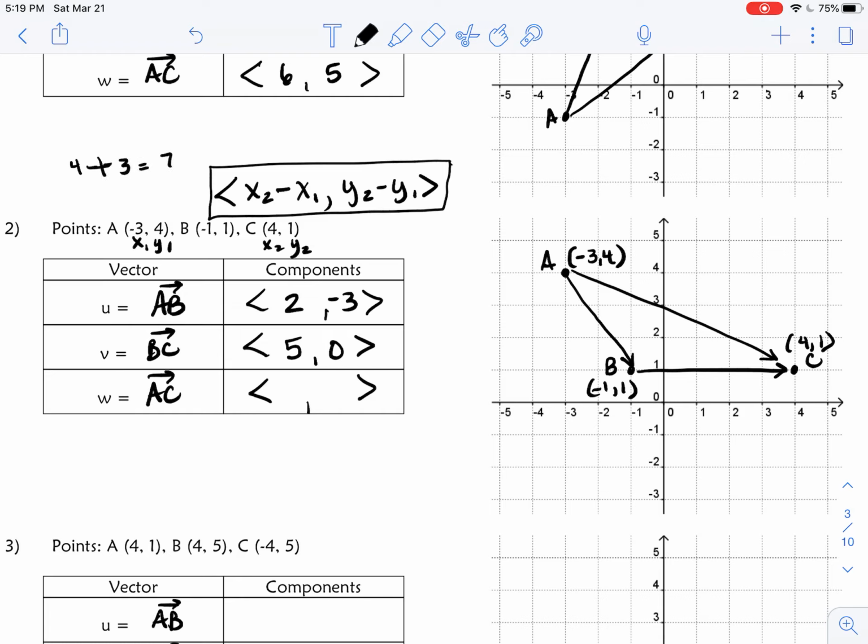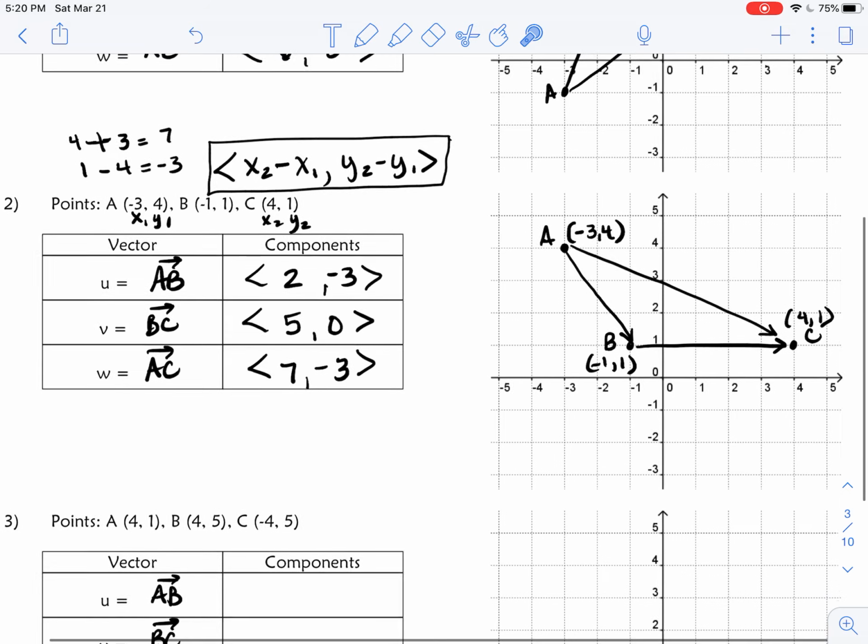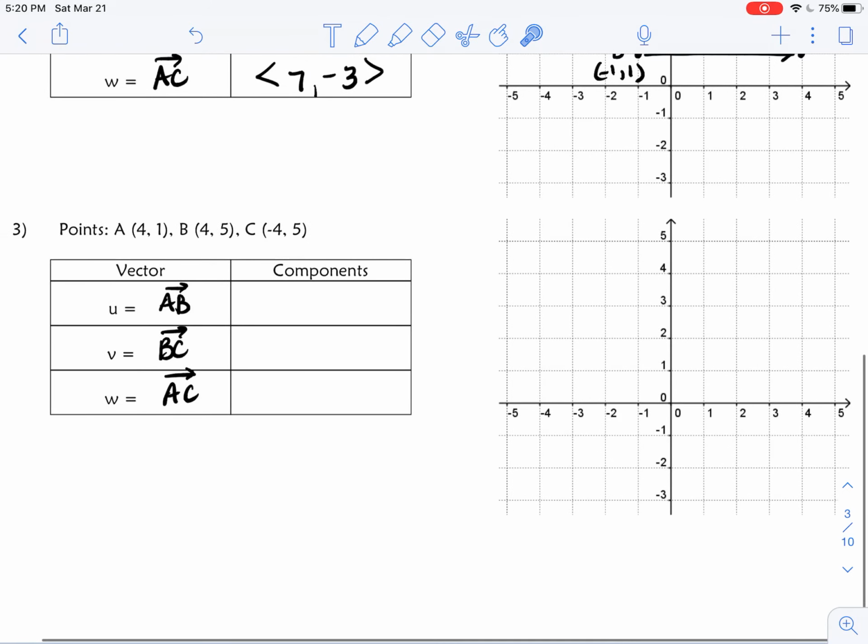And my y2, which is 1, minus my y1, which is 4. And so 1 minus 4 is -3. And so my components for this guy are 7, -3. And let's just verify that. Starting from this tail to this tip, I'm moving to the right 1, 2, 3, 4, 5, 6, 7, a +7, and I'm moving down 3. So that looks good.